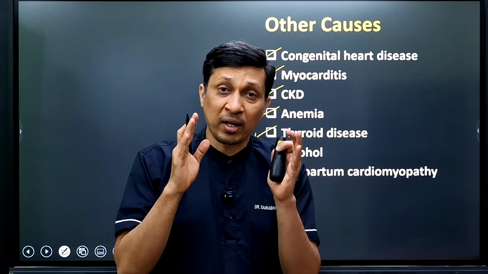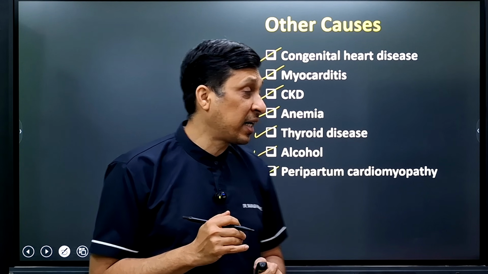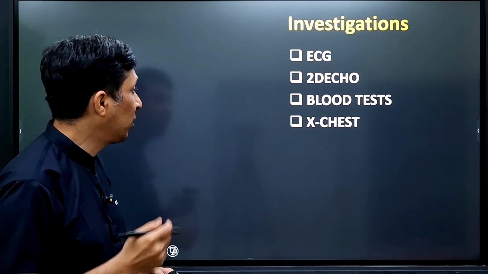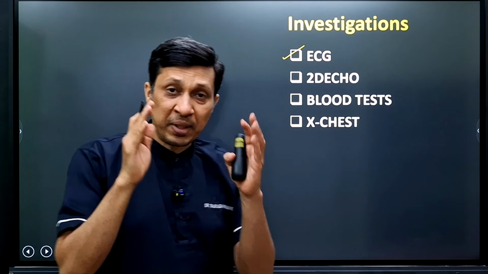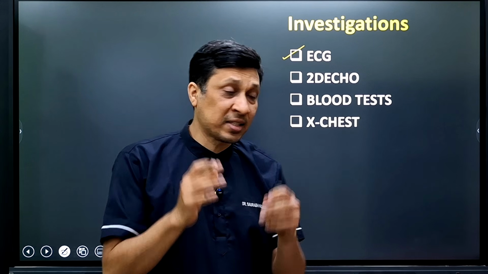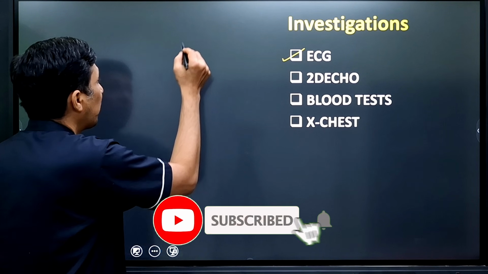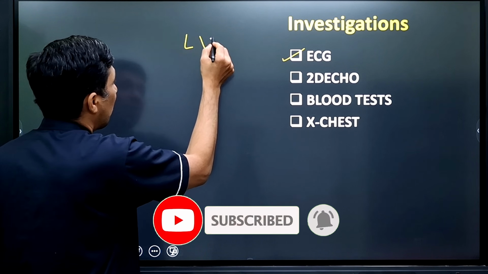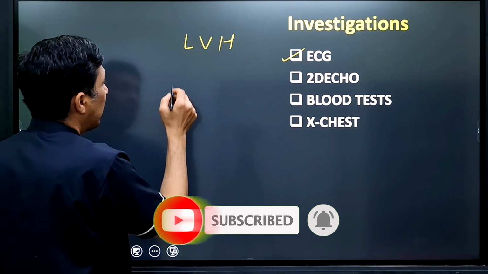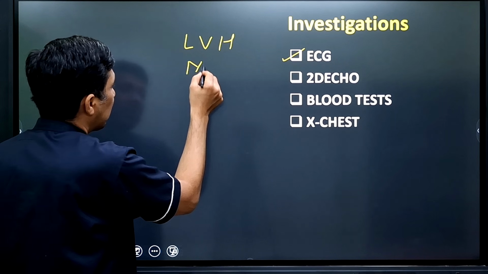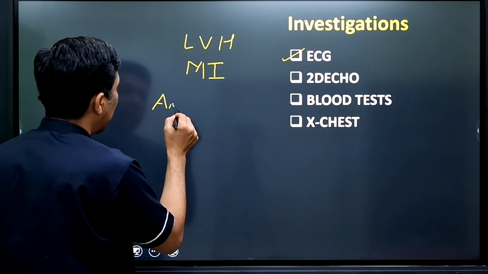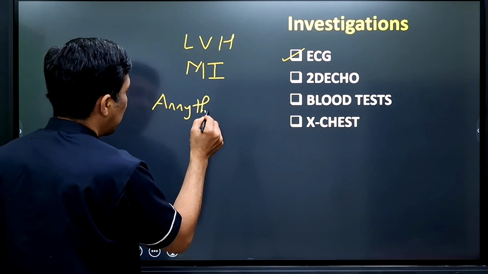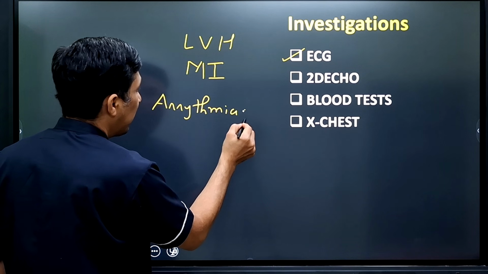Now we will see what are the important investigations that we have to do in heart failure. So the important investigation is ECG. Now from ECG we can get various type of clues, like here you can get the diagnosis of left ventricular hypertrophy. You can also get if a patient is having MI, and you can also detect various type of arrhythmias. So in this way ECG is very important.